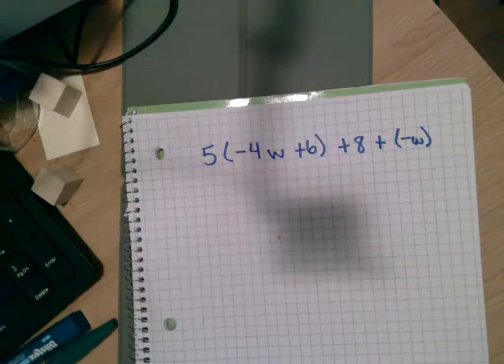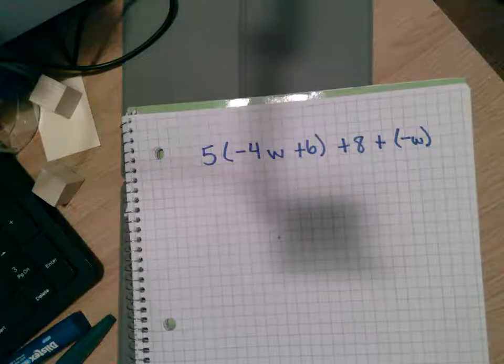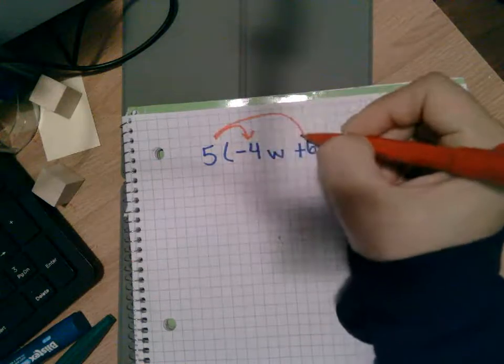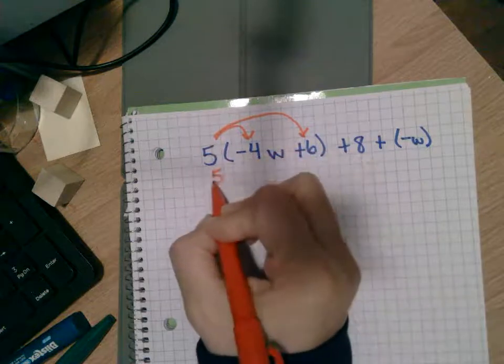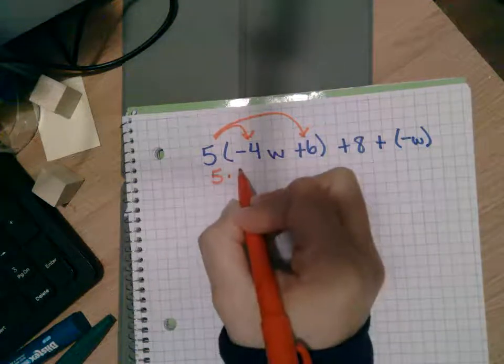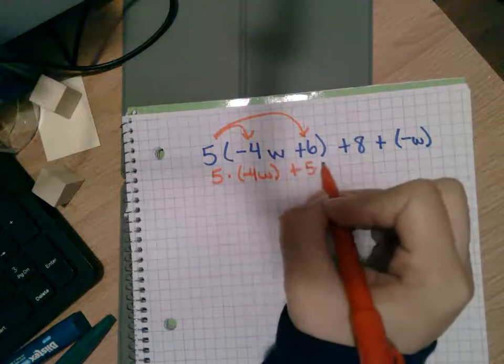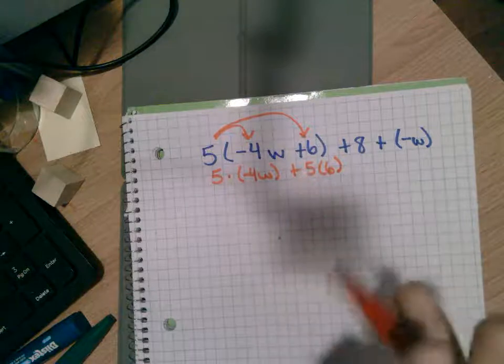All right, let's try doing this one. Distribute. It's going to be 5 times negative 4w plus 5 times 6. That's just a distributive property.